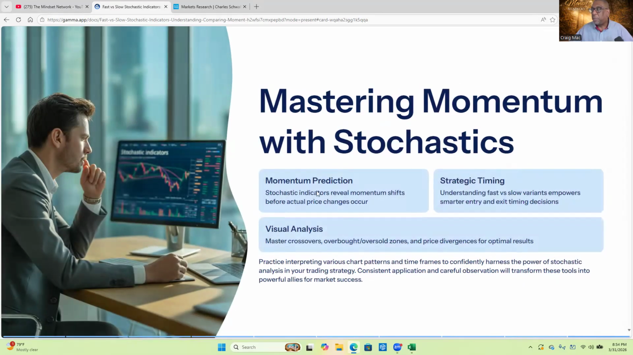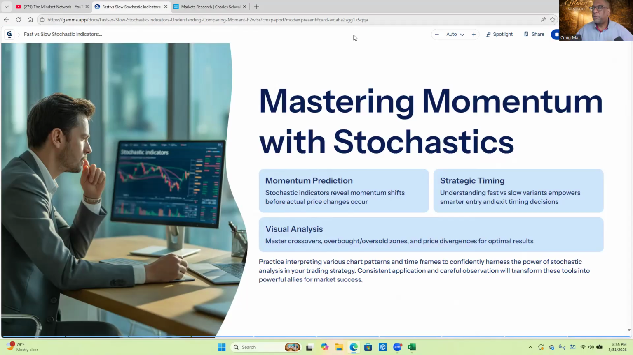All right. Last slide. Mastering momentum. The stochastics are a momentum predictor, gives you a visual analysis, and help you with your strategic timing, whether you want to use it as an entry point or an exit point. Timing decisions. That's what it helps you with, as a tool to help you make that kind of decision. All right. So I'm going to stop sharing now.